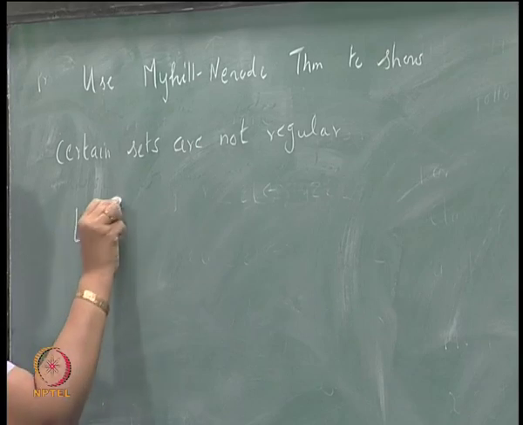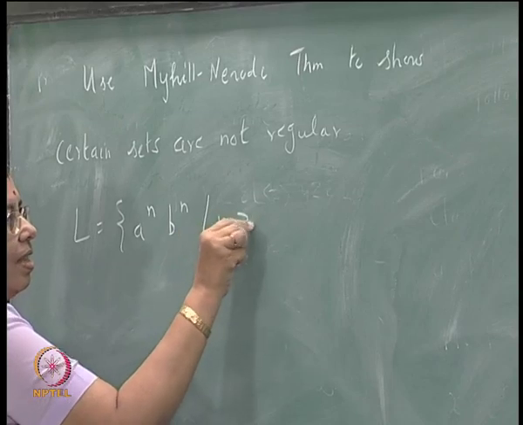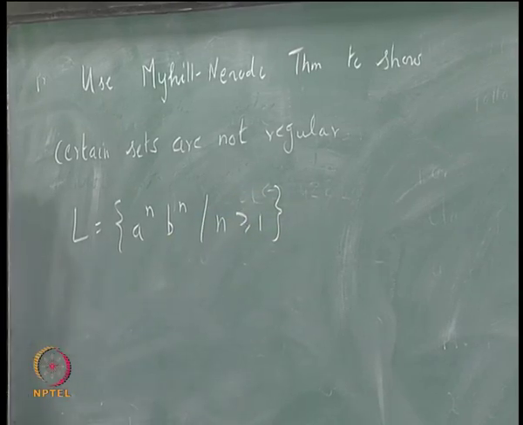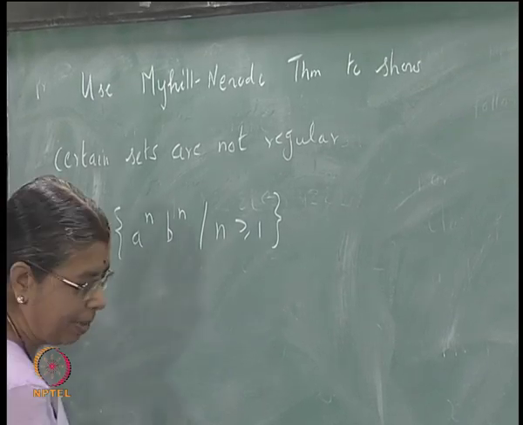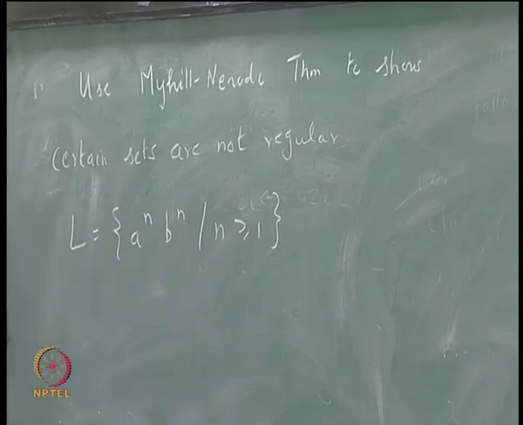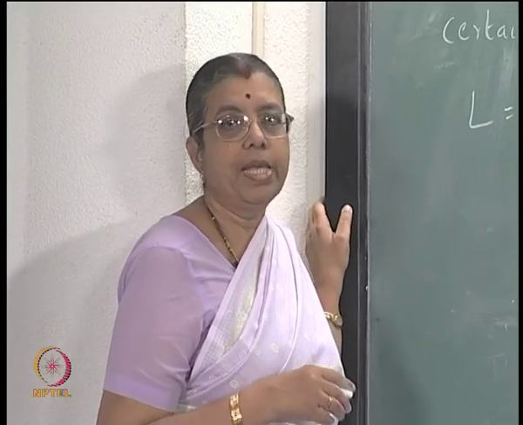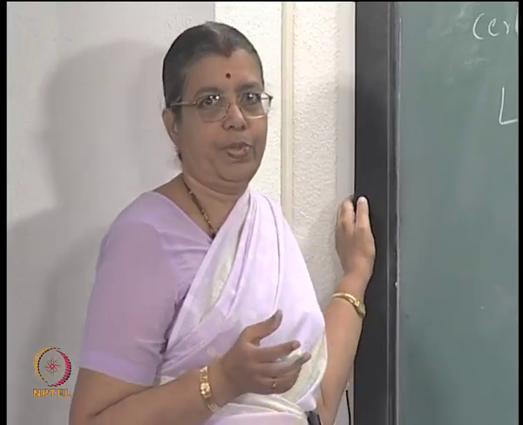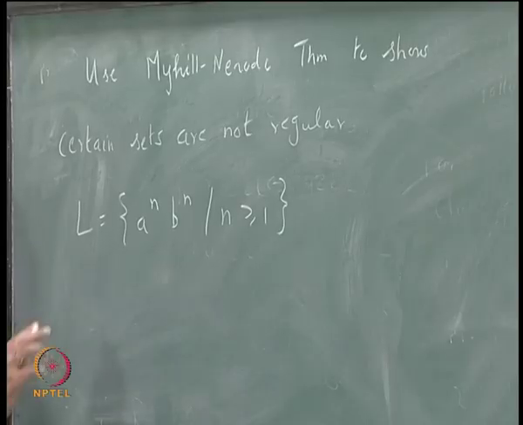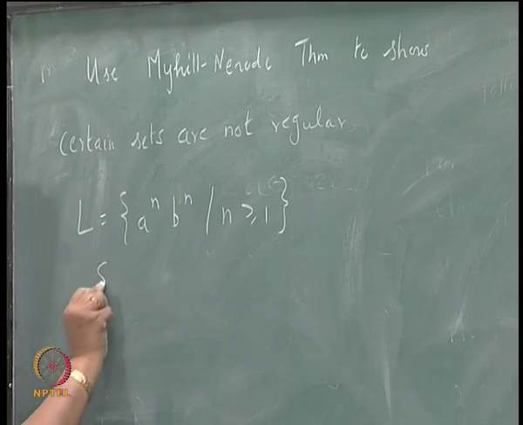Take L to be a power n, b power n, n greater than or equal to 1. We have used pumping lemma to show that this is not regular. Actually, you will find that in some cases it is easier to use Myhill-Nerode theorem. In some cases pumping lemma is easier, depending upon the problem you have to see which one to use. Now, we want to show that this is not regular. So, how do you prove?